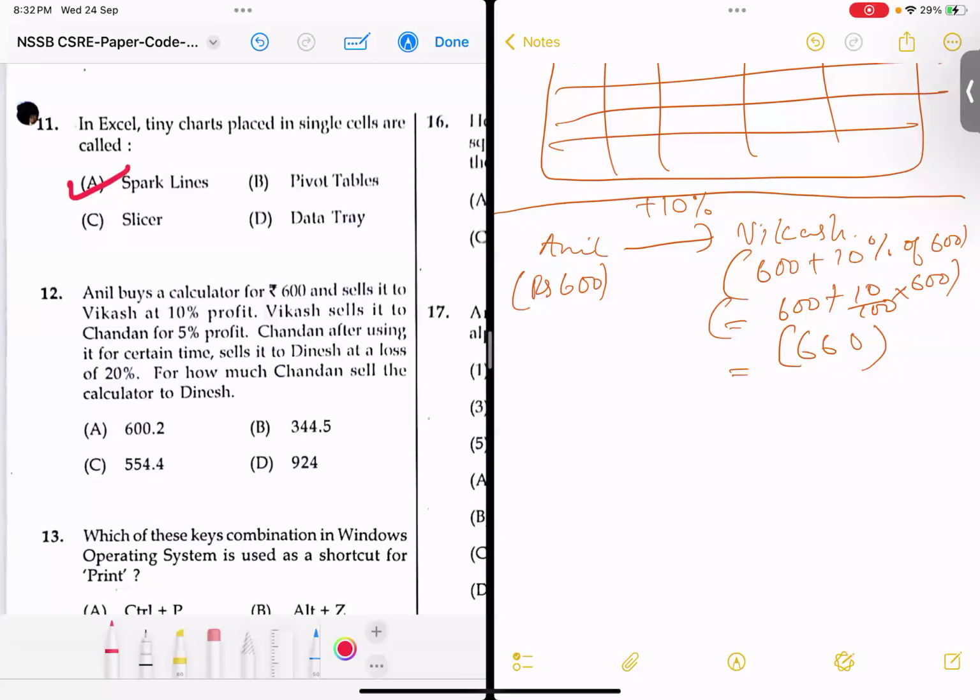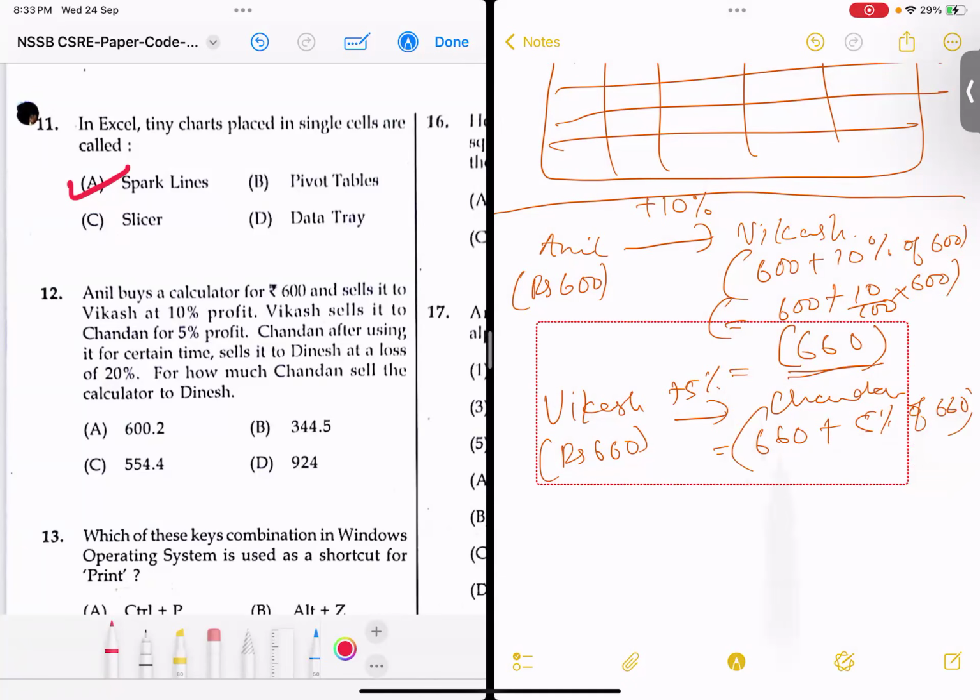Now, Vikash bought it for 660 rupees from Anil. He is going to sell it to Chandan for 5% profit, right? Which means it should be 660 plus 5% of 660. So it will be 660 plus 33 rupees, right? So it should be 693, okay?